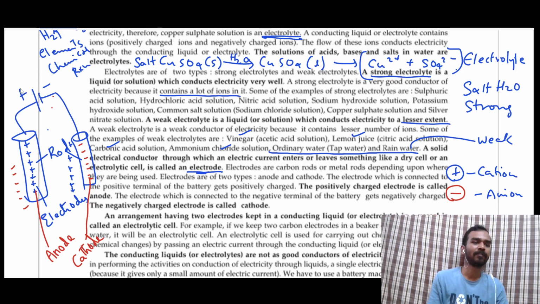Okay, very simple. So, the positive terminal is connected to one rod. So, that rod will be positively charged. The negative terminal is connected to one rod. What is that rod? Here you have the definition. A solid electric conductor through which the current enters or leaves, like a dry cell or an electrolytic cell, is called an electrode. So this rod comes in contact with the electrolytic cell, which we will introduce. Okay, so these rods are called electrodes.